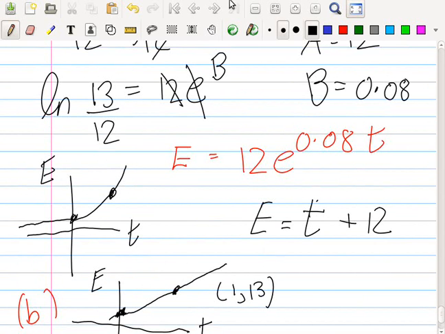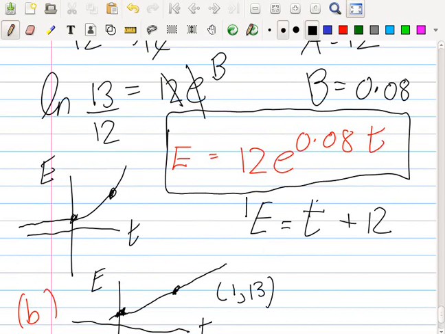Now, let me just box these off. That is part A. That is part B. If you took out your calculator and put in T as 0, what does the first model say the energy will be? If I put T as 0 here, what's E? No, come on, please. 12. If I put T as 0, what does the energy say it will be here? 12. Now, if you put T as 1, what will the energy be here? 13. And in fact, if you put it here, it'll also turn out to be 13.